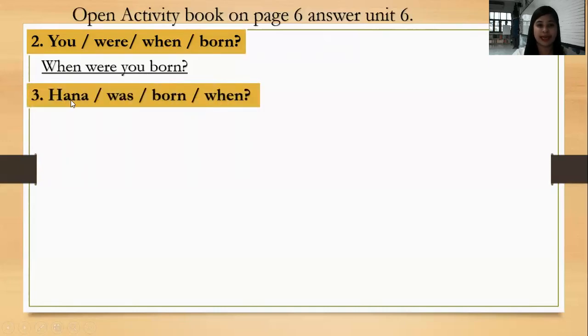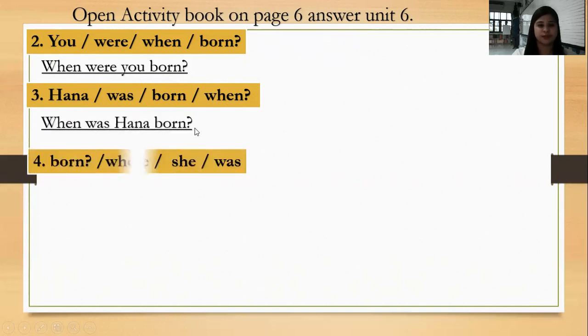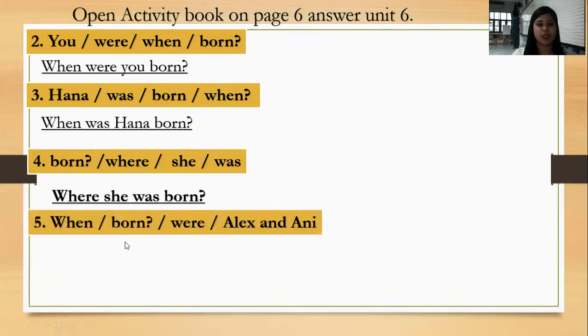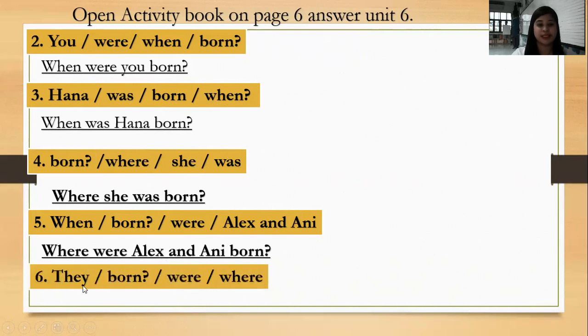Number 3: When was Hannah born? Where was she born? Where were Alex and Annie born? Where were they born?